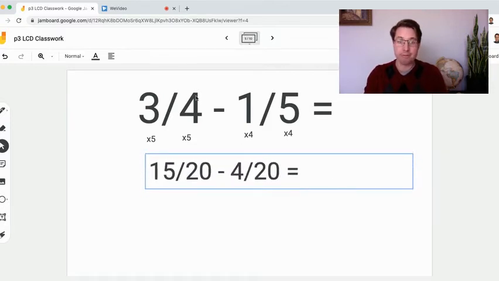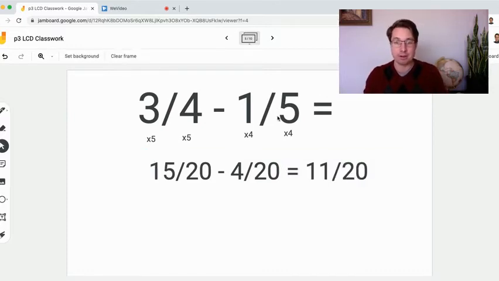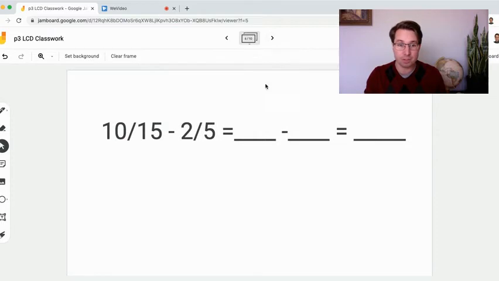Okay, so 3/4 and 15 twentieths. These are equal numbers. I mean, the fractions look different, but they have equal value. 1/5 is the same as 4 twentieths. And now, because the denominators are the same, we can subtract. 15 minus 4 is 11 twentieths. Good job. This is what I would like to see on the test. When I write show your work, you will need to convert these fractions and show me your factor that you're multiplying them by.